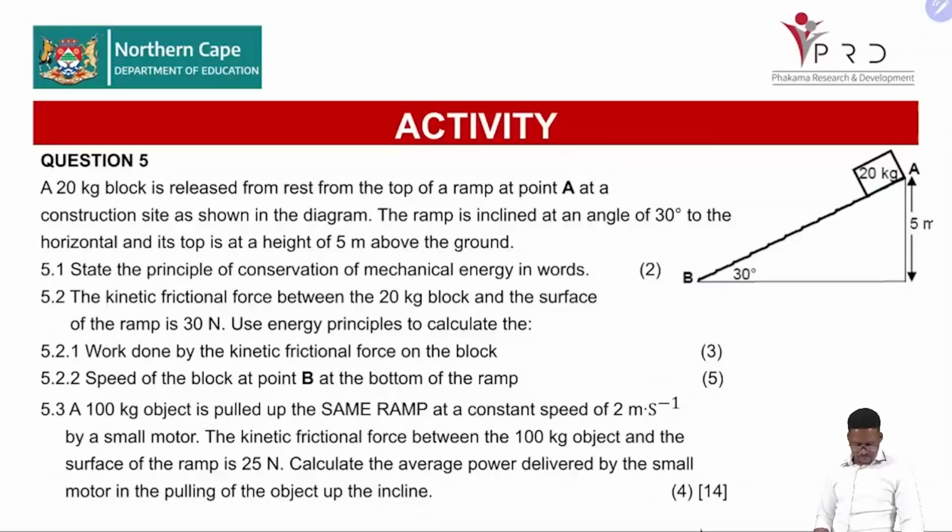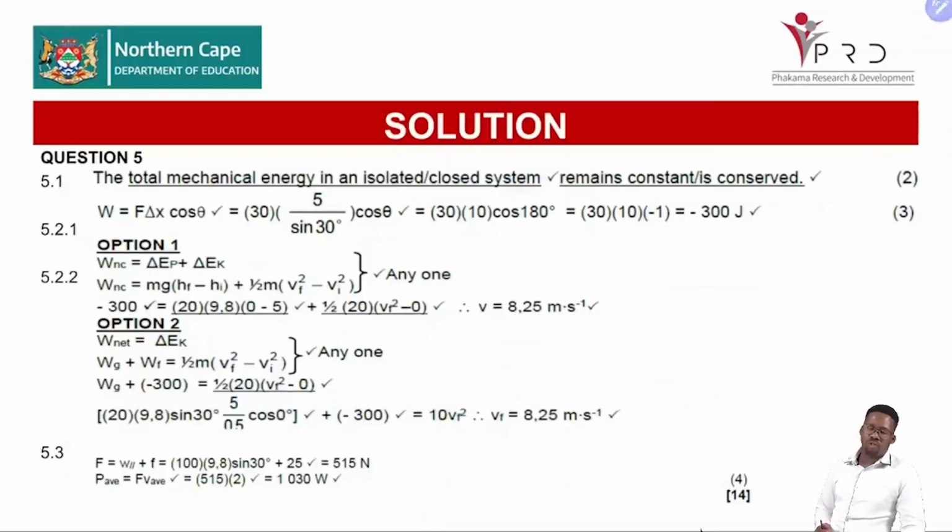The first question states the principle of conservation of mechanical energy. So for you to get 2 marks, define it the way it appears from the exam guideline. The total mechanical energy in an isolated system is conserved. We no longer use the word closed. So if you put closed, you'll be marked wrong because it is an isolated system, not closed.